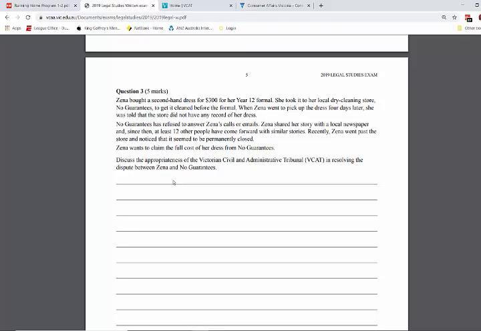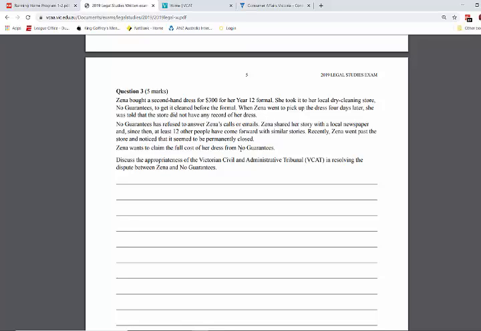So our case study was Zena, who spent $300 on a dress for her Year 12 formal. Hopefully we can still have those this year. Zena took her dress to the local dry cleaners because she wanted it clean before the formal, and when she went to pick it up, they didn't have it anymore. Since then, the dry cleaning store has refused to answer Zena's calls. Zena's found there's at least 12 other people with similar stories, and she recently went past the store and noticed that it seemed to be permanently closed. And she wants to claim the cost of this dress back. So she basically wants to make a $300 claim against no guarantees.